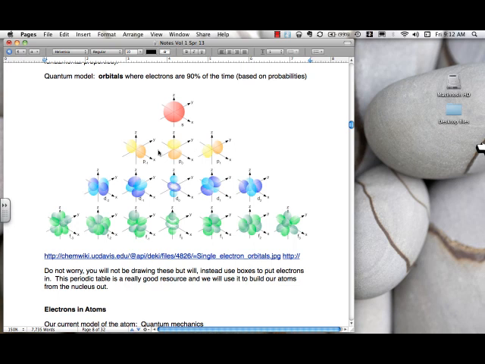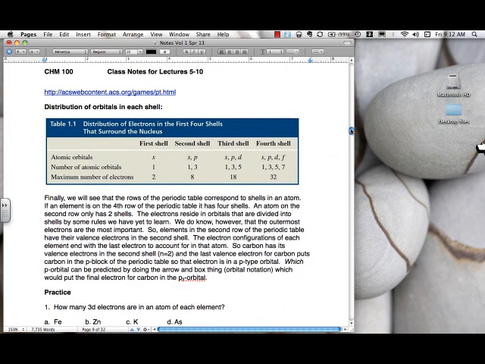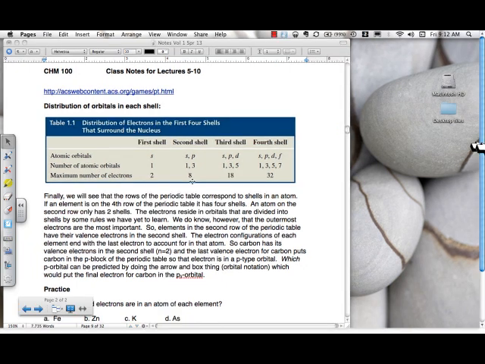P orbitals are dumbbell shaped, come in threes, and this will be evident in the box diagram. D's are very complex, come 5 at a time, and F's even more complex, they come 7 at a time. So notice the pattern 1, 3, 5, 7. So the thing that we have to understand is in a given atom, any atom, which orbitals are in which shells. So I'll do a screenshot of this, and now let's talk about the atom in terms of the shells.